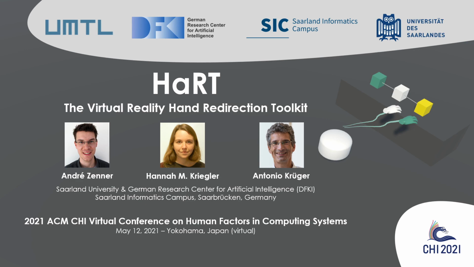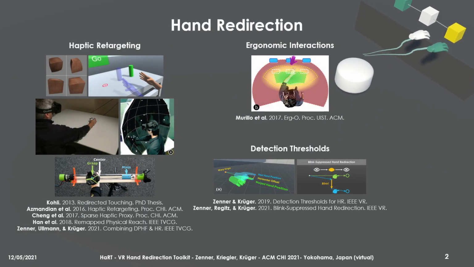The Virtual Reality Hand Redirection Toolkit. Hand redirection is a technique that grants a VR system control over the user's real hand movements during interaction in immersive virtual environments. Leveraging the perceptual phenomenon of visual dominance, hand redirection can decouple the user's real hand motion in physical space from the virtual hand motion in the virtual environment.